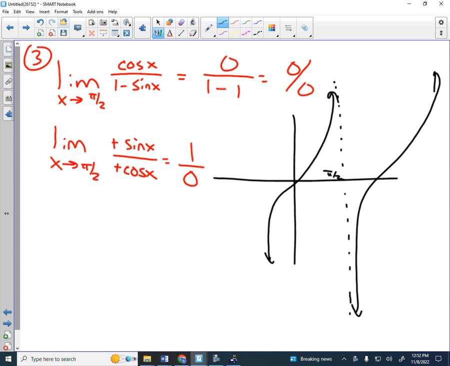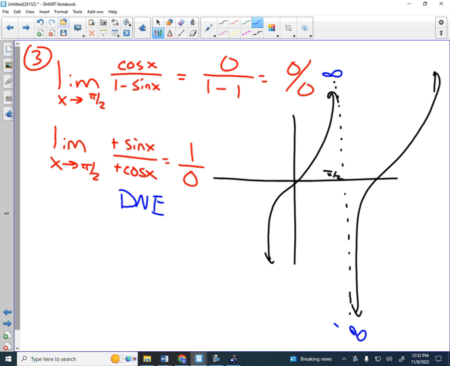Okay. So let's consider the limit as x approaches pi over 2. Let's approach pi over 2 from the left. So what am I going towards? Infinity. And as I go from the right, negative infinity. Therefore, the limit does not exist.